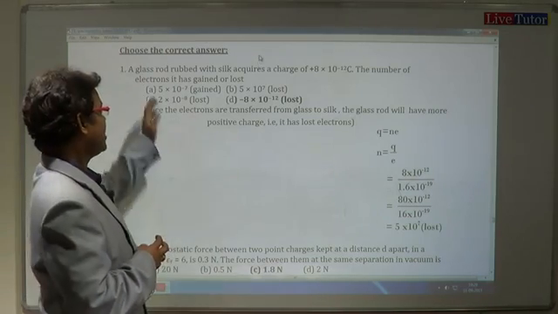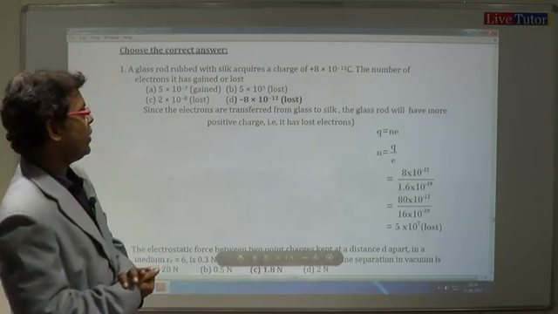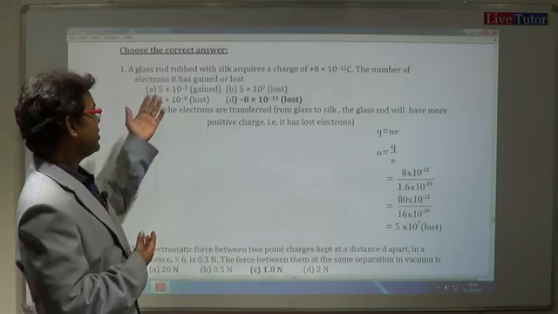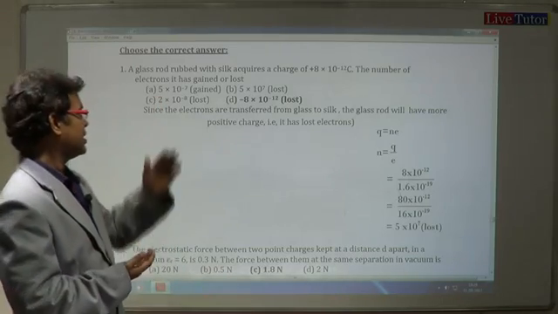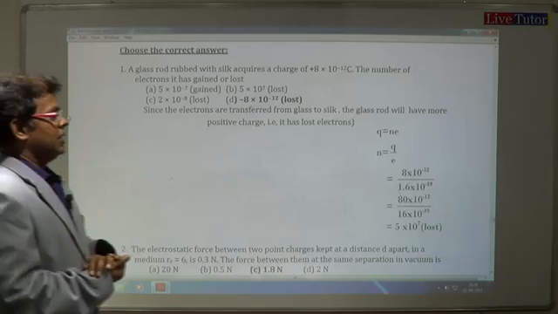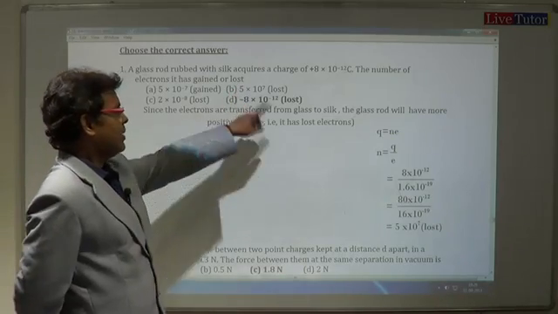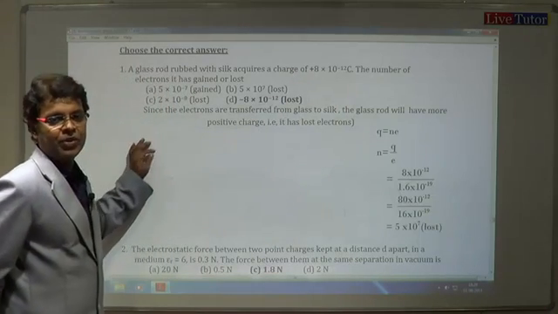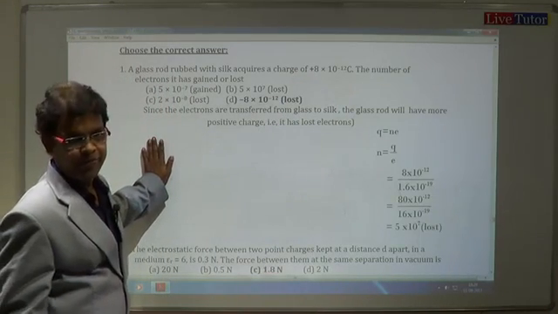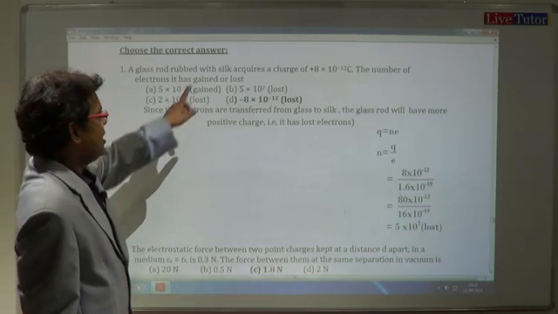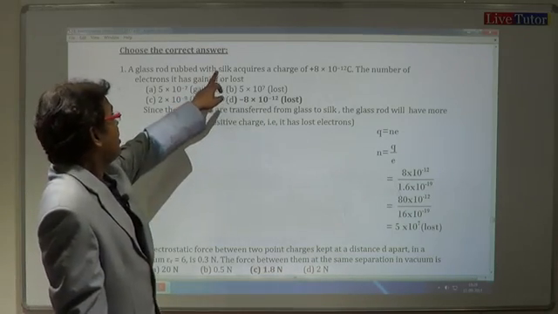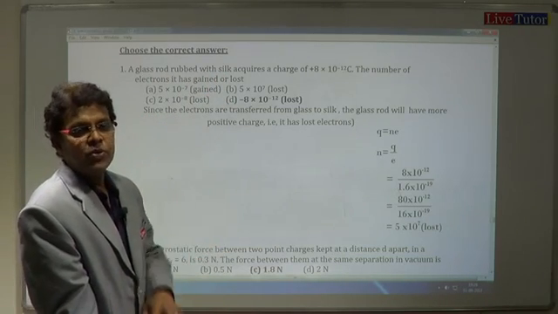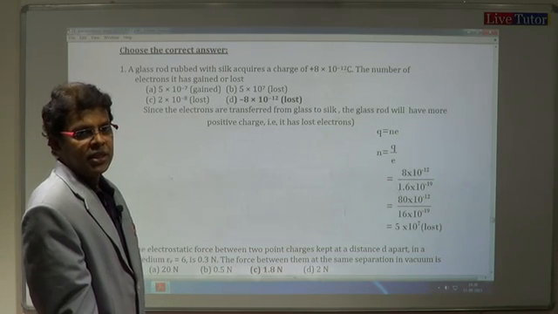A glass rod rubbed with silk acquires a charge of 8 into 10 power minus 12 coulomb. The number of electrons it has acquired or lost, gained or lost. In the question you have to remember what charge is given here. It is plus 8, so the charge acquired is positive. We know that a glass rod rubbed with silk acquires charge, so we have to see which will gain charge and which will lose charge, isn't it?